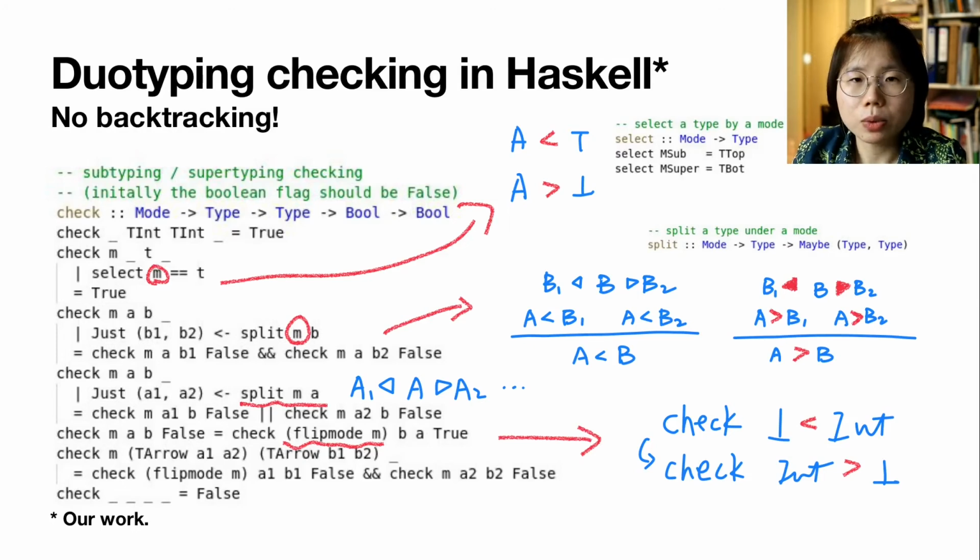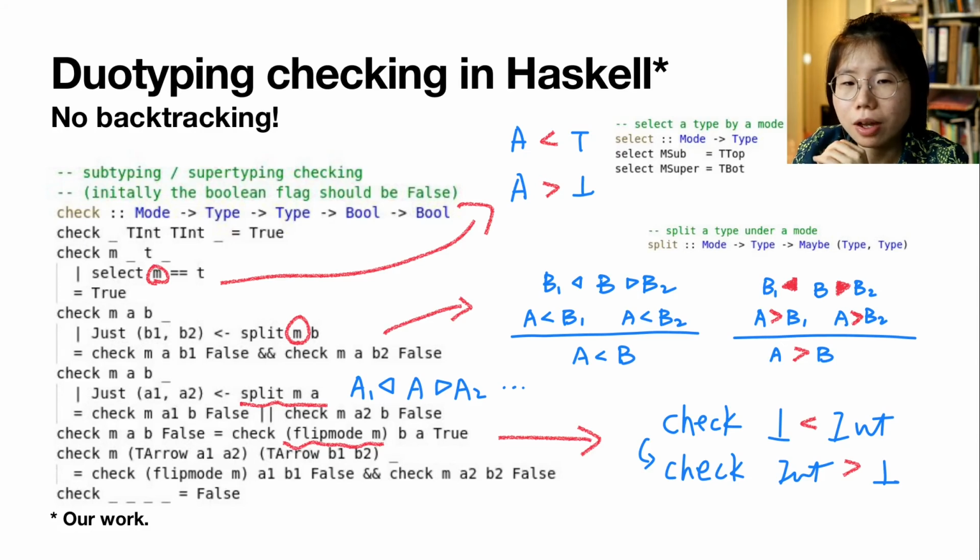With the dual typing, we now get a very compact implementation in Haskell. In Haskell, we define a check function that takes a mode and two types, with a Boolean flag to mark if it has already been flipped. It initially is false. And if we want to check a subtype top or a supertype bottom, these are trivially true, as the first red arrow shows.